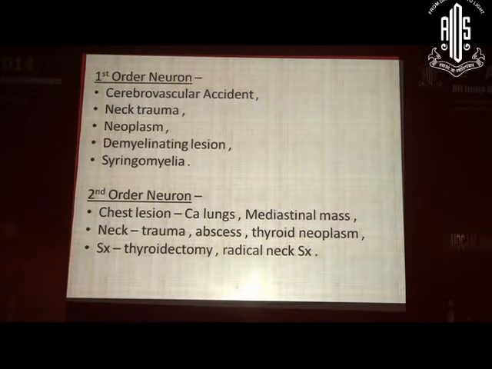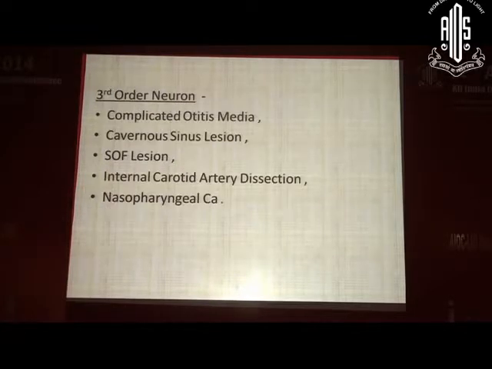The first order neuron could have neoplasms or demyelinating lesions. Second order neuron is usually in the lower part of the neck, so it is the apex of the chest, lungs, the CA lungs, which is the most common. And third order neuron, which could be in the cavernous sinus or superior orbital fissure area.